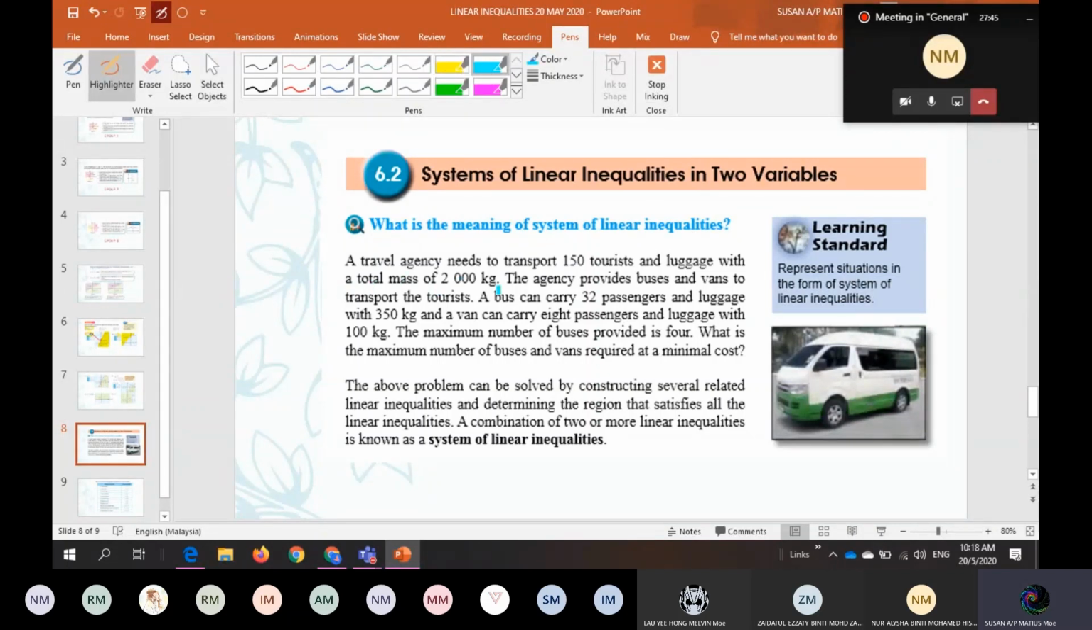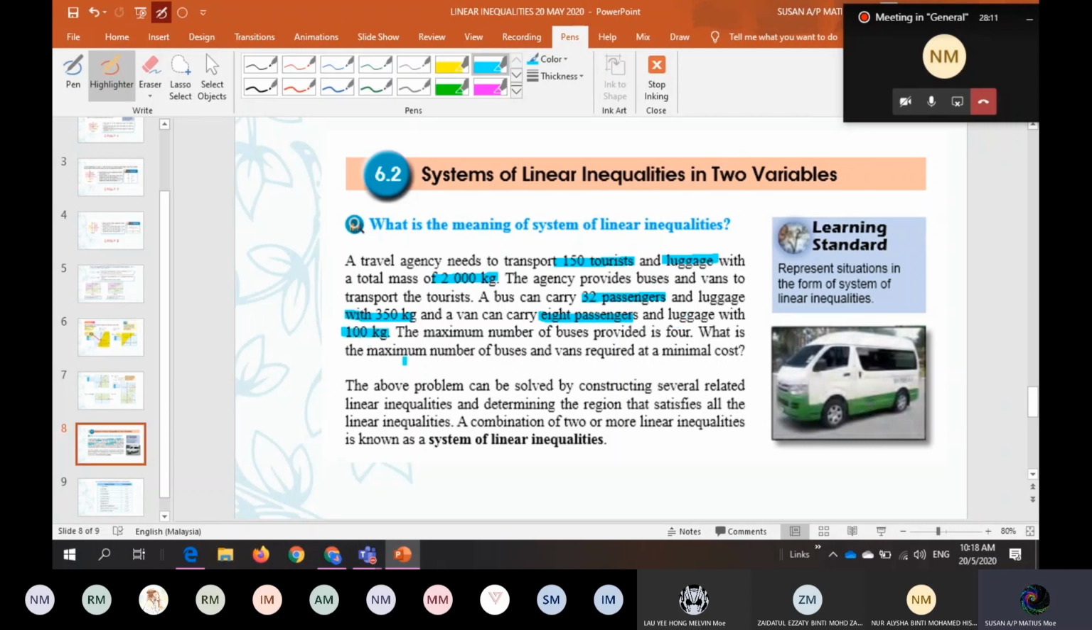A travel agency needs to transport 150 tourists and luggage with a total mass of 2000 kg. These are the points. The agency provides buses and vans to transport the tourists. A bus can carry 32 passengers and luggage with 350 kg, and a van can carry 8 passengers and luggage with 100 kg.